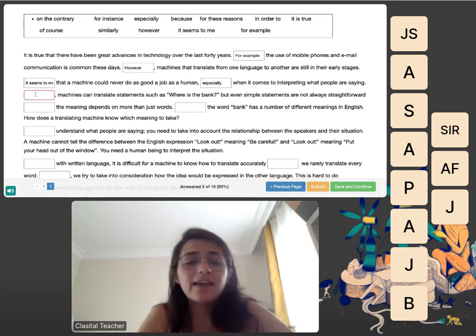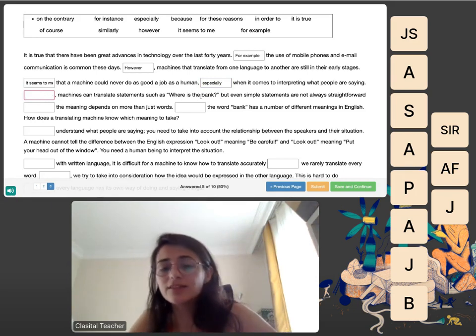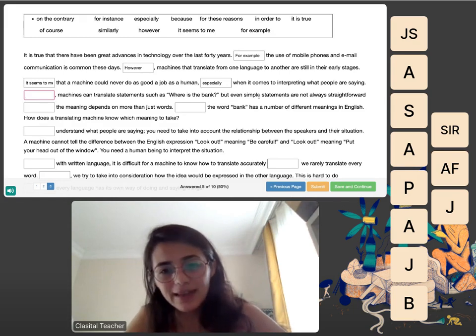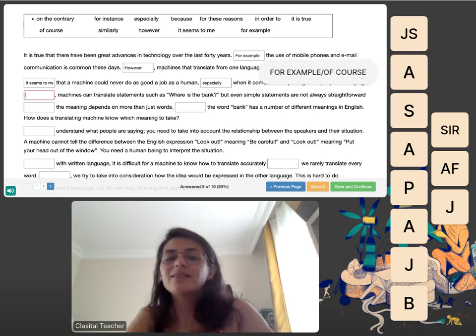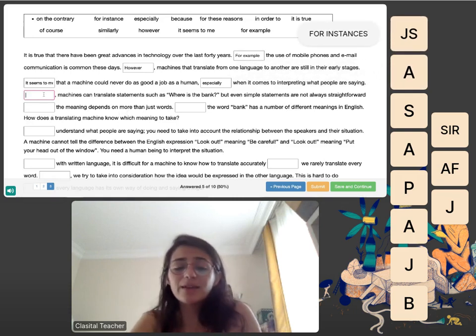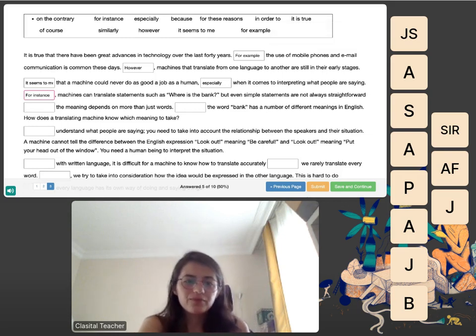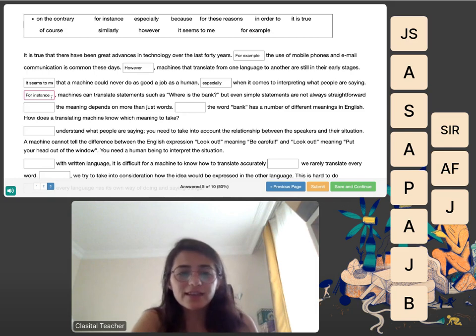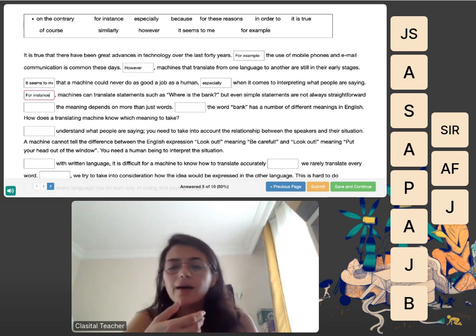So we should say something. Machines can translate statements such as, where is the bank? But even simple statements are not always straightforward. Something, the meaning depends on more than just words. So yes, I think it's better to use for instance or of course here. So we can say, for instance, machines can translate statements such as, where is the bank? So I think it's pretty clear.